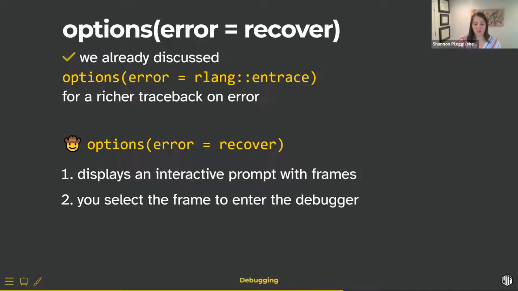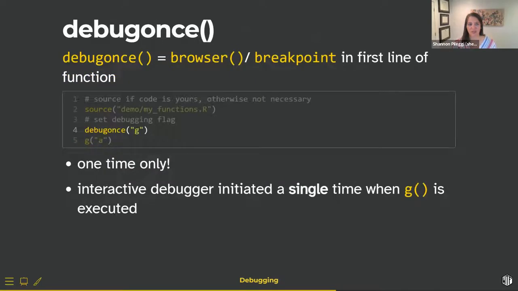Here's another. There's a variety of options you can set in your global workspace for errors and warnings and different things like that. We've already talked about using options error equals rlang::trace_back for a richer traceback on error. There's another option you can use called error equals recover, and just remember we're talking about digging into other people's code, and this is going to help for your code or for other people's code. And it's got a little cowboy hat on it because it just lets you hop into places and break in. What it's going to do for you is display an interactive prompt with frames and allow you to select where you enter the debugger.